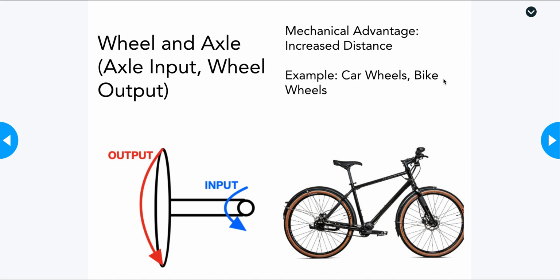Car and bike wheels are an example of when the axle is the input. Look at this bike: you have your axle right here, and you pedal, and that turns the axle, and the axle is turning with a lot of force, but it's only turning a tiny distance because the axle is so small. The wheel then is moving and rotating, and it is increasing the distance, but it is acting with much less force. So the advantage here is that we increase our distance and we can travel really far on a bicycle.